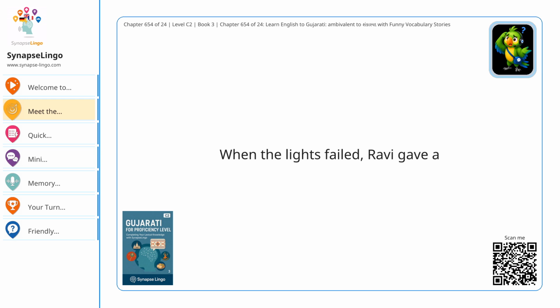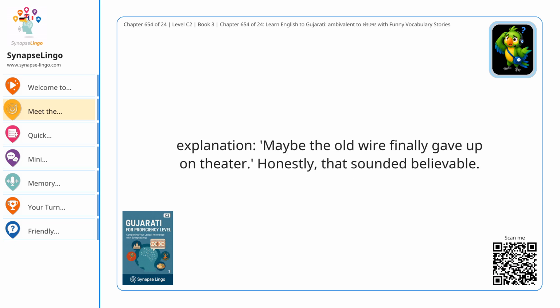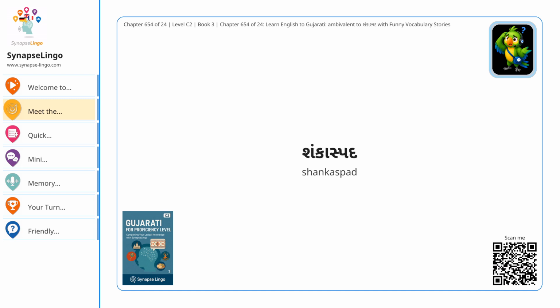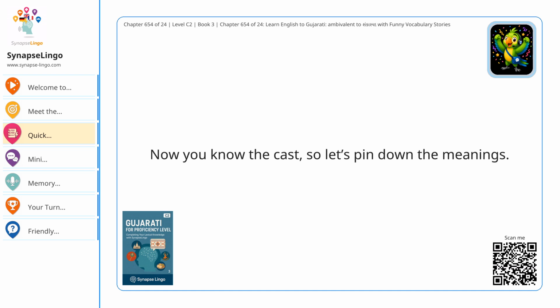When the lights failed, Ravi gave a संभवित लागतु explanation. Maybe the old wire finally gave up on theater. Honestly, that sounded believable. But when he added, also, possibly a ghost with stage fright, the excuse became शंकास्पद. Charming, yes. Trustworthy, no. Quick meaning boost. Now you know the cast, so let's pin down the meanings. This is the part where your brain nods wisely.